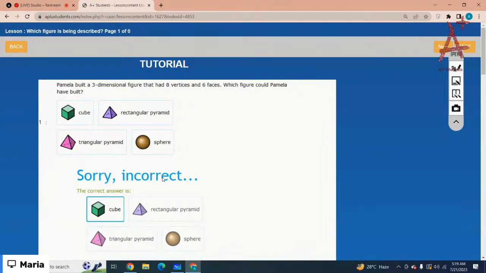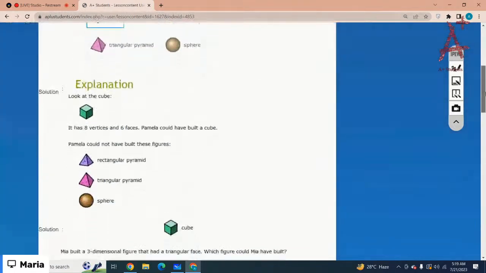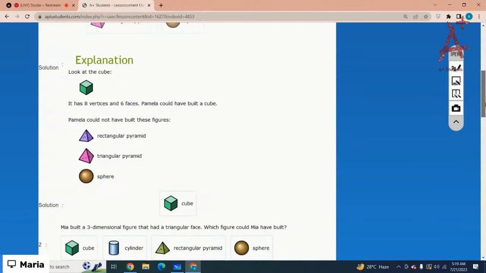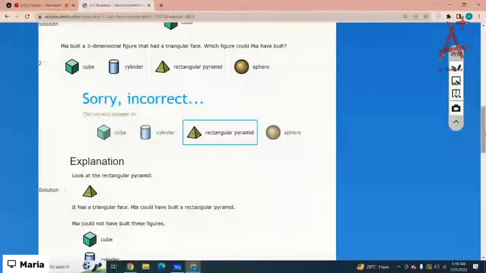Okay, the next one is: Mia built a three-dimensional figure that had a triangular face. Which figure could Mia have built? Okay, you are given the four options. You have to select the one that has the triangular face. Only one of the figures has triangular faces, that is the rectangular pyramid. That means Mia built the rectangular pyramid.